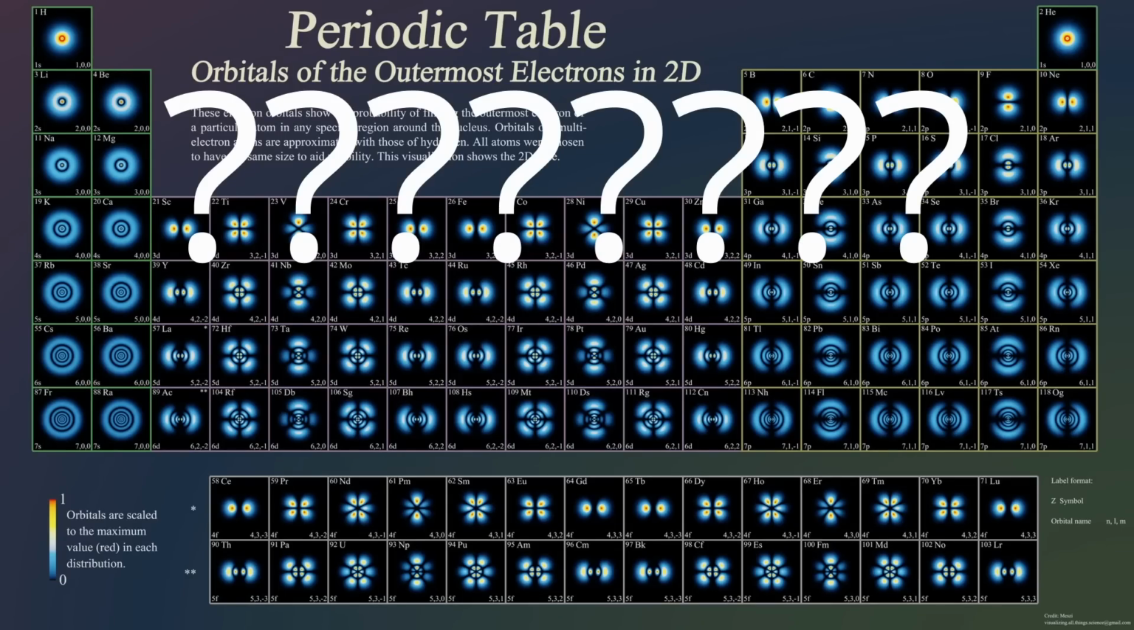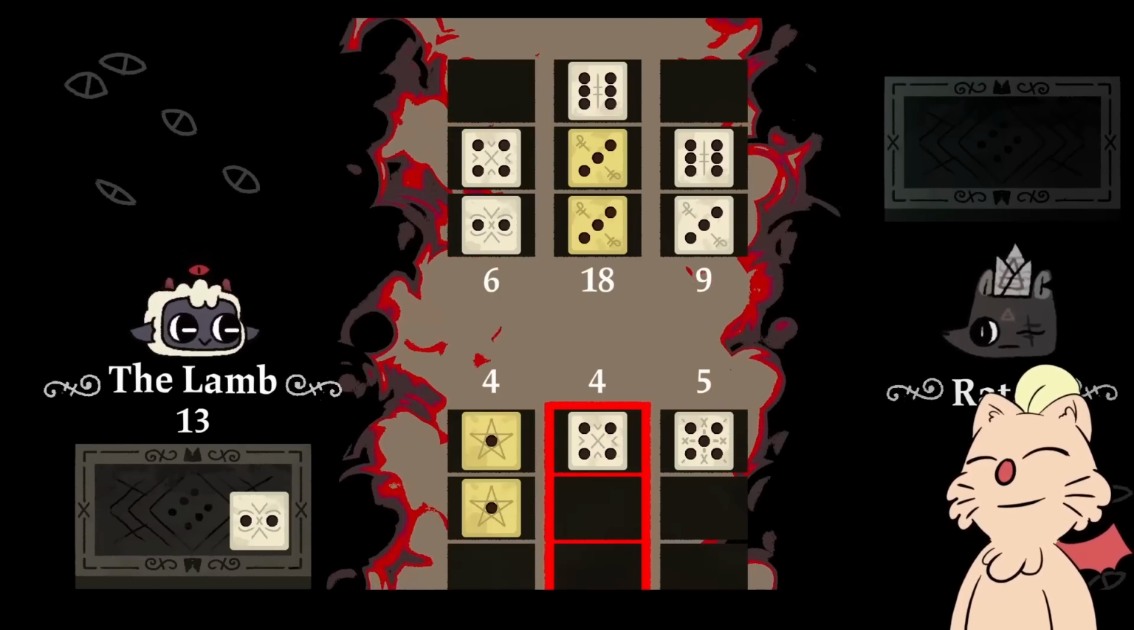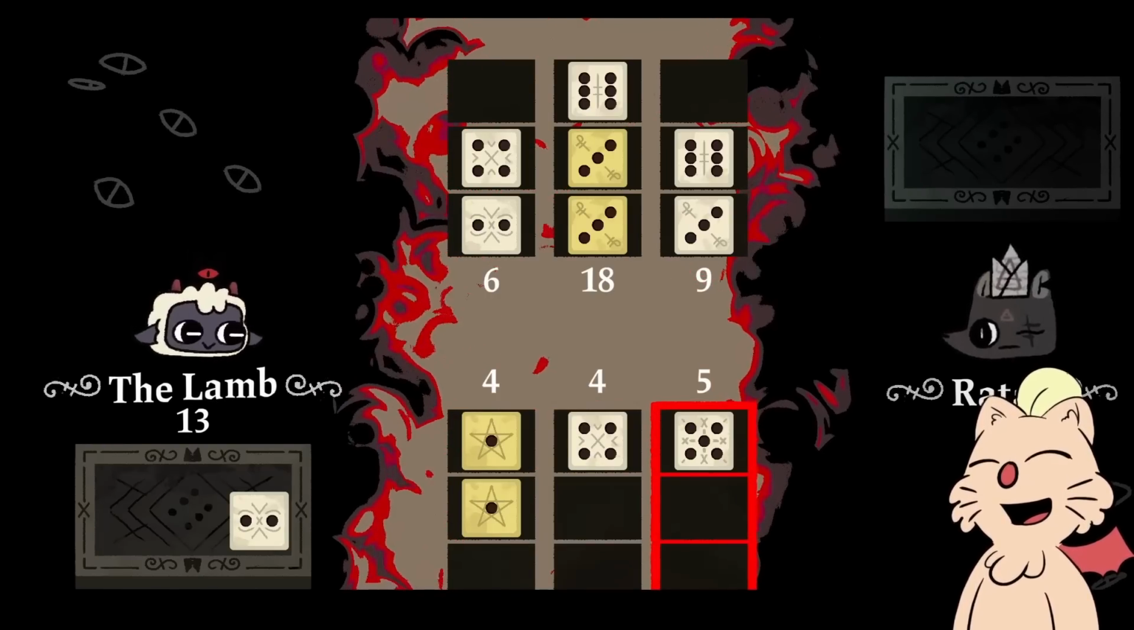Okay, but what is that? What are we looking at here? Well, we gotta start off with some quantum mechanics.